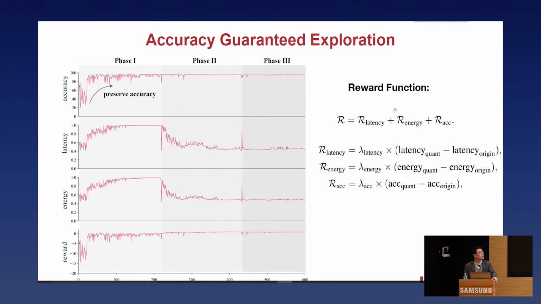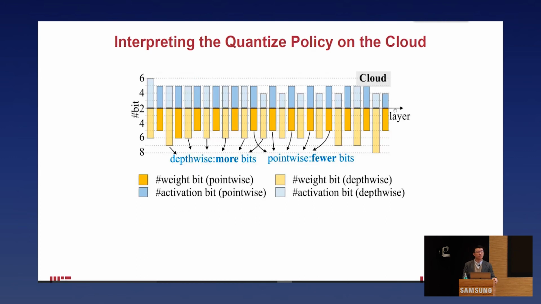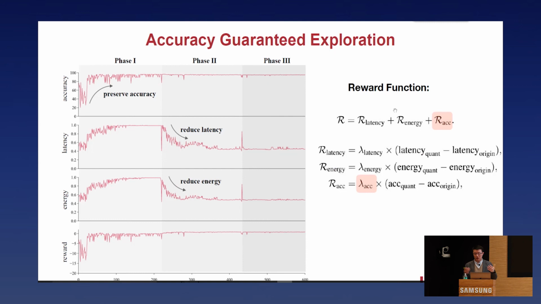So this is the process of the search. The RL agent first preserves the accuracy, and then it reduces the latency and energy, and finally the reward gets stabilized. So this is a multi-objective optimization problem where we are optimizing the latency, the energy, and accuracy. By plugging in the hardware simulator, we can collect those hardware counters and also efficiently model the energy.